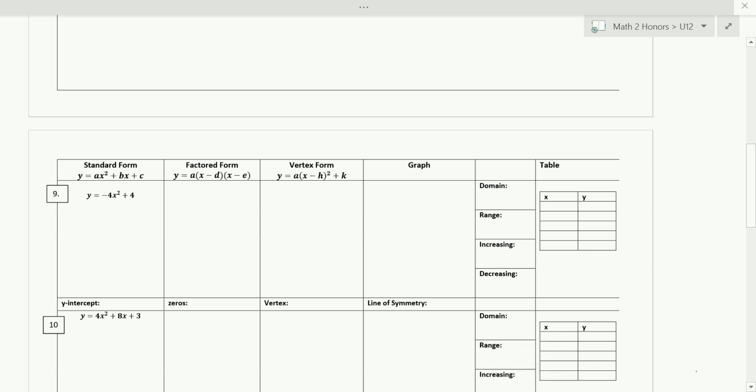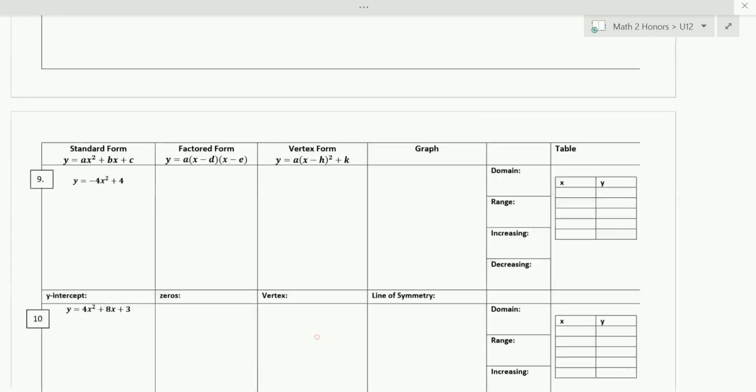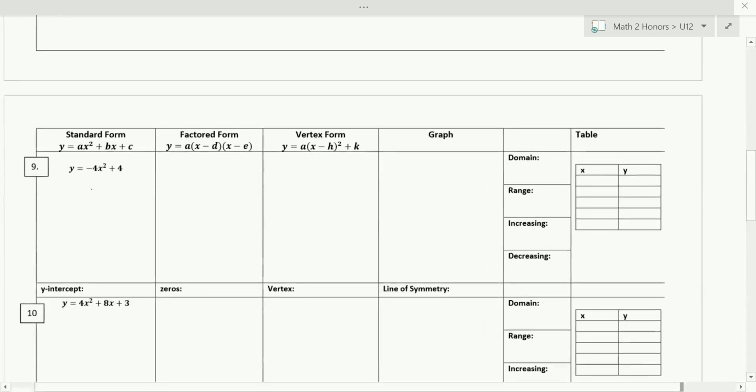All right, so number 9, you guys got a head start. For your y-intercept, you plug in x equals 0. What are we getting? Y equals 4, 0, 4. Factored form, you want to factor out a negative 4 from both terms, and you get an x squared minus 1. And you factor further, and you get negative 4 times x plus 1, x minus 1.